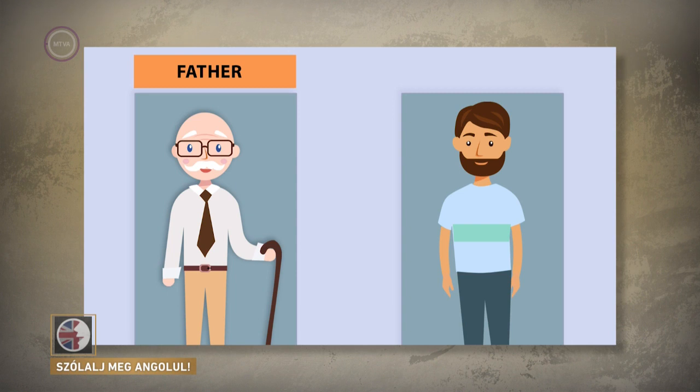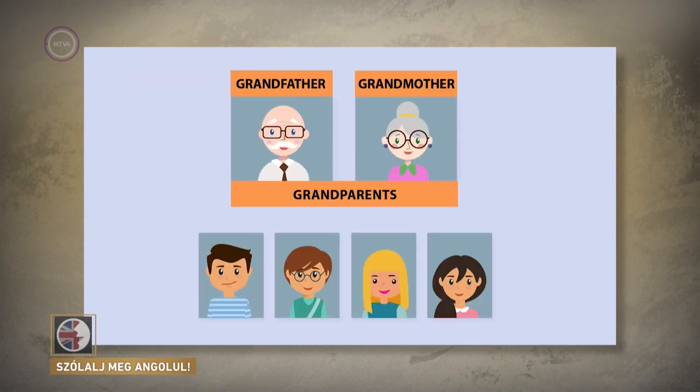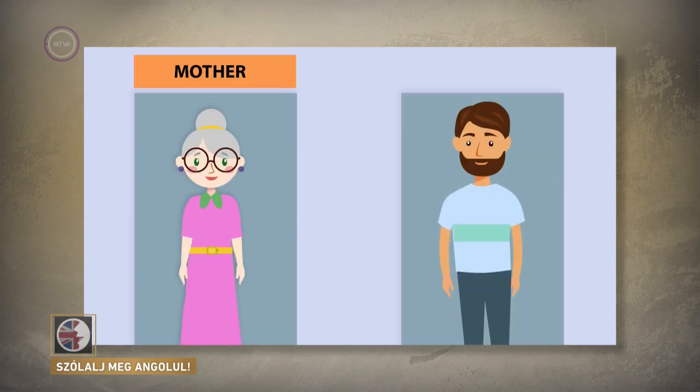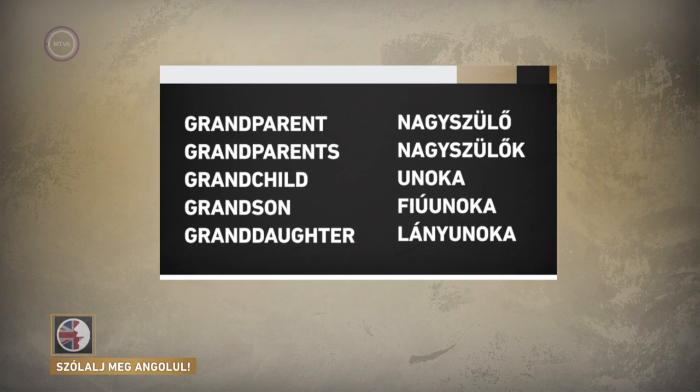Jeffrey is Alfredo's father or dad. Jeffrey is Mary's father-in-law. Jeffrey is Tim and John and Elizabeth and Doreen's grandfather. Holly is Alfredo's mother or mum. Holly is Mary's mother-in-law. Holly is Tim and John and Elizabeth and Doreen's grandmother. Jeffrey and Holly are Tim and John and Elizabeth and Doreen's grandparents. Great, good, fantastic.